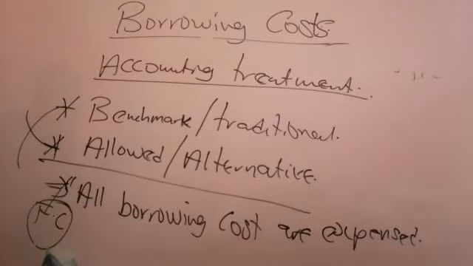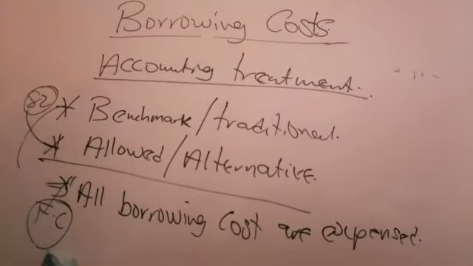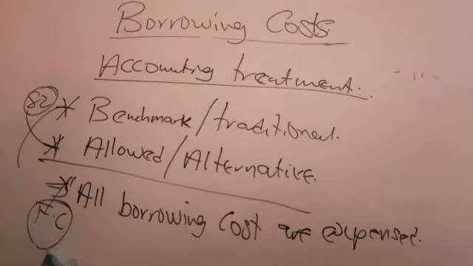IAS 23, the exposure draft was issued in November 1982. So in 82, they issued the exposure draft. Before the coming into being of this standard, we were just expensing our borrowing costs. Then in March 1984, IAS issued IAS 23, that's the borrowing cost. So the borrowing cost standard came into being in what? 1984. You don't know all these years.